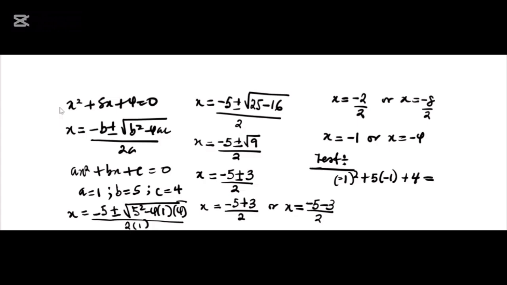So minus 1 squared will give me 1. Minus 1 times 5 will give me minus 5, and then plus 4. So this will give me 1 minus 5, which is minus 4, plus 4, and minus 4 plus 4 is 0. So that shows that the solution x equals minus 1 satisfies the equation above. Now you test if x equals minus 4 satisfies the equation, and drop your comment in the comment section.